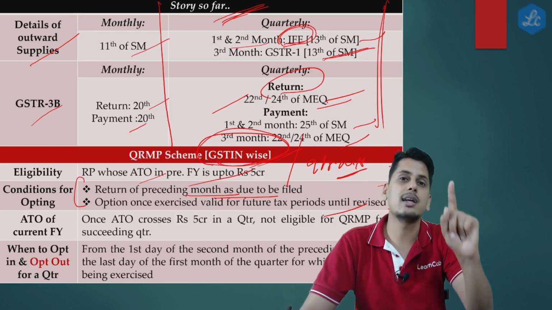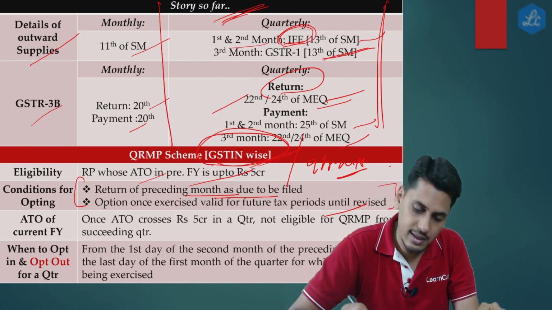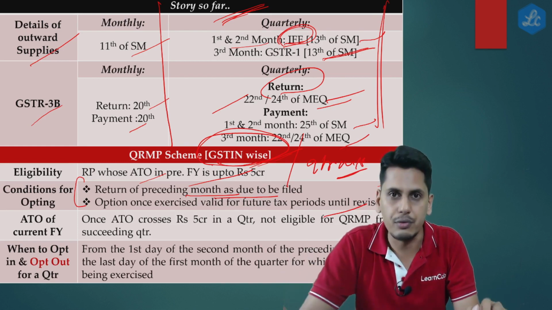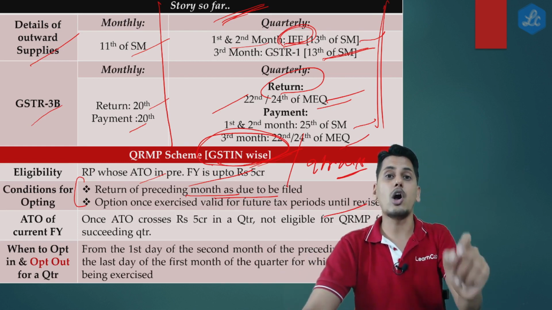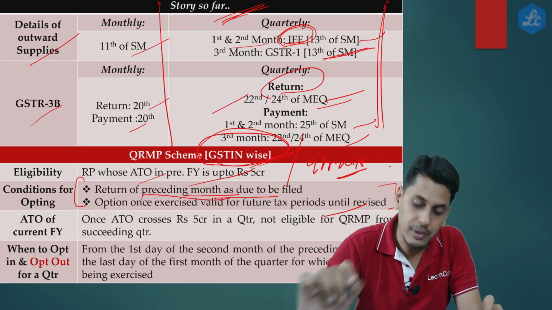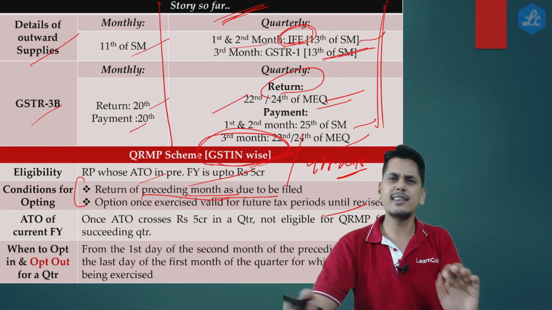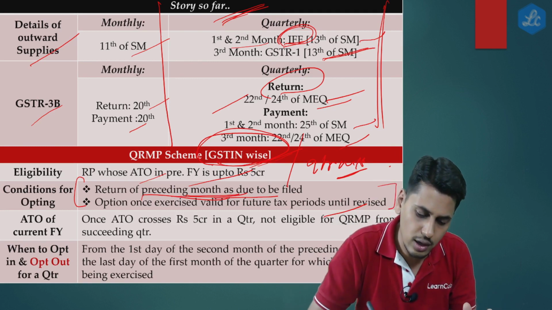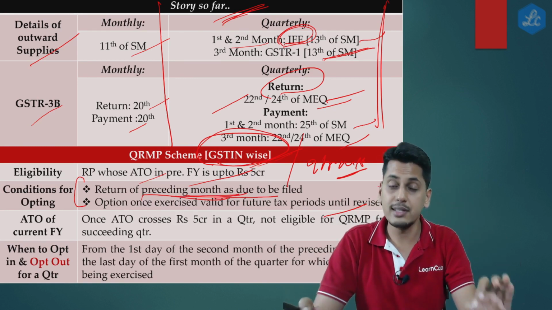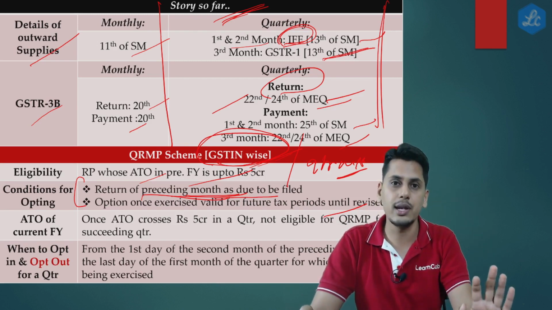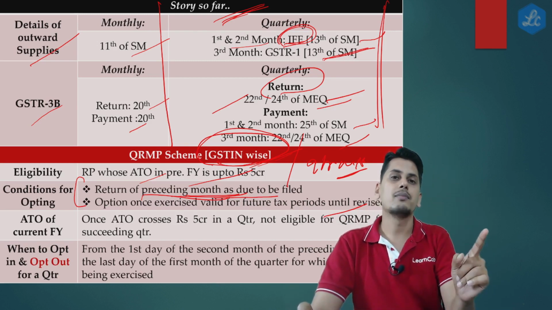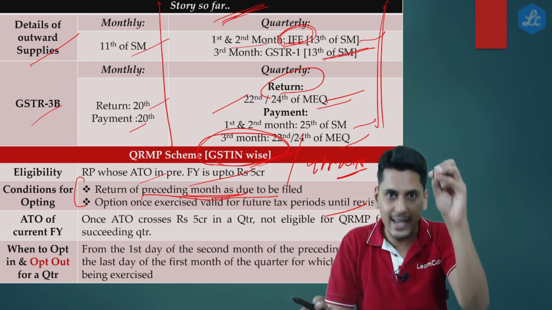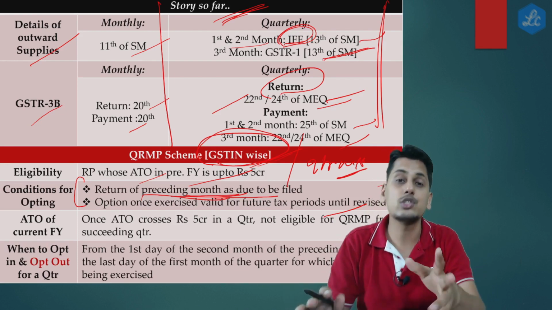So that was the condition under the fixed sum method of QRMP. This is a condition of opting the QRMP scheme itself. Do not interchange them. Do not get confused. So friends, as regards the condition for opting the QRMP scheme, return of the preceding month as due has to be filed. It is not talking about the return of the complete tax period needing to be filed. It simply tells return of the preceding month as due has to be filed. Friends, please be very careful. There is a huge difference between opting for the QRMP scheme and opting the fixed sum method under the QRMP scheme. Both are different. Only when you come inside the QRMP scheme, the question arises as to whether self-assessment or fixed sum.